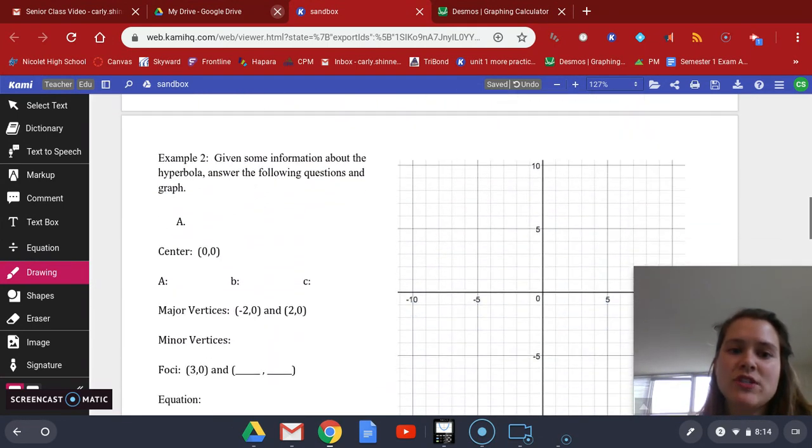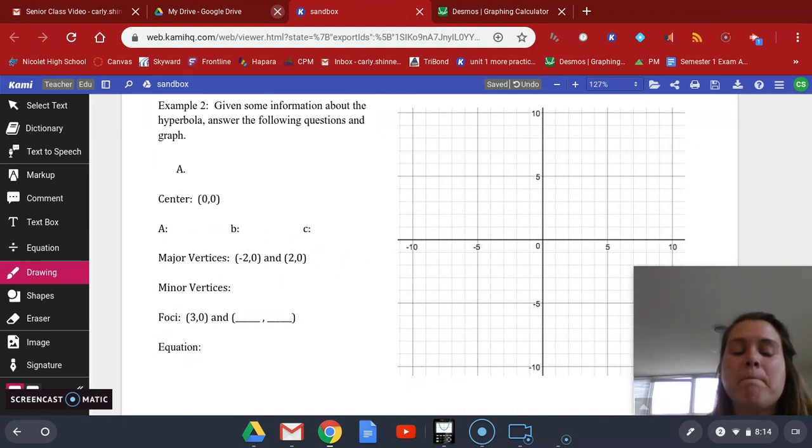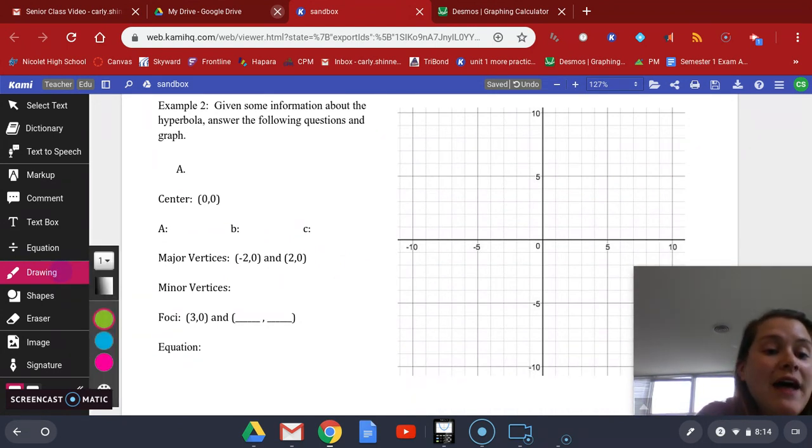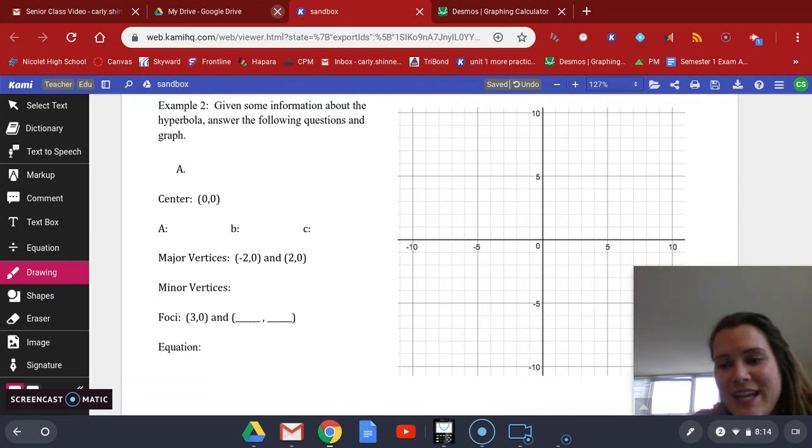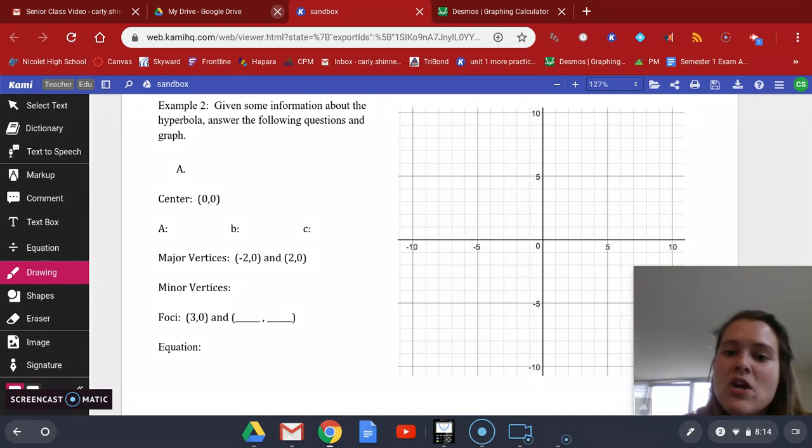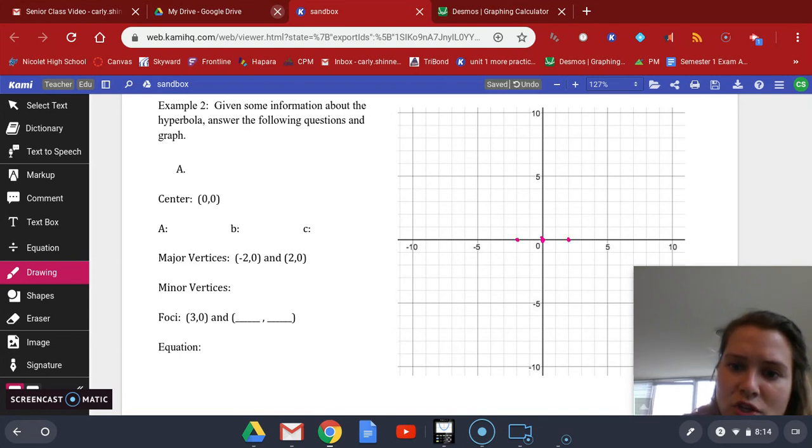Now we're going to switch gears a little bit here. I'm going to give you some partial information, not the equation, so we can't just plug it into Desmos, but we are going to be able to build the equation from the information given, okay? So it looks like my center's at 0, 0. And then it looks like my major vertices are at 2 and -2.